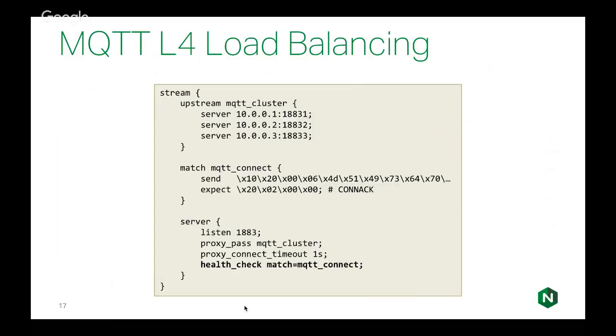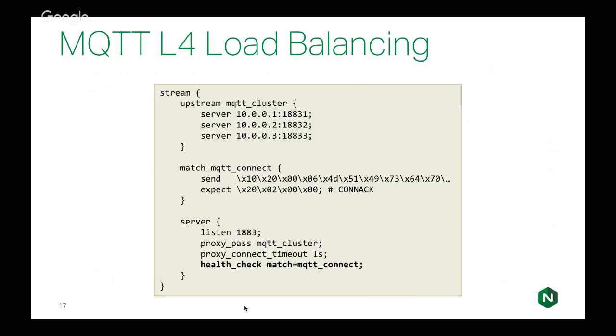So this configuration for MQTT is very much like the simple example that I showed a few slides ago. We have a cluster defined, and we also define with a match block how we're going to test that an MQTT broker is healthy. And the way that we're going to do that is to send an MQTT connect packet and expect to get a connection acknowledgement, or CONNACK packet, back from that broker. And if we do, then we know it's healthy and we can send new connections to it.